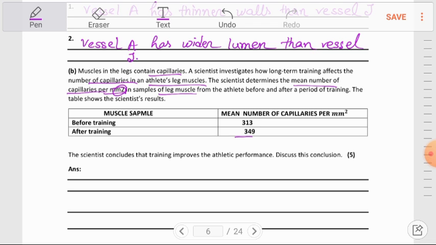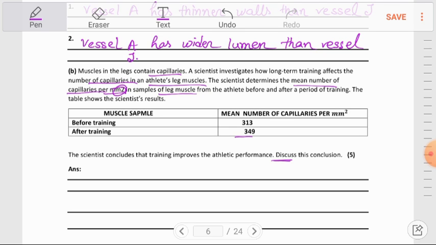Now the question asks us, the scientist concludes that training improves the athlete's performance. Discuss the conclusion. Whenever it says discuss the conclusion, we need to go for both options. We need to criticize the results, and also make good points for the investigation, and again against the investigation. We need to find out both the good and bad sides of the investigation.